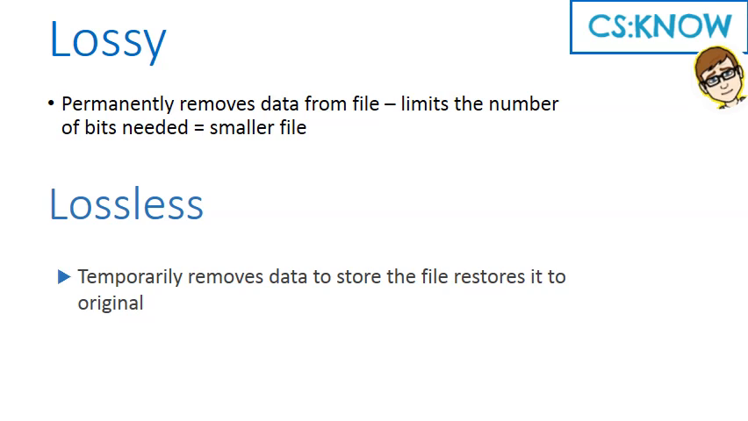Lossless is where we temporarily remove data and we store it in a file, but it can be restored to its original size. A lossy one, when we compress a lossy, is kind of like getting a piece of paper, cutting it in half, that will never go back to the same size again. Lossless is like folding that piece of paper and then reopening it back to the original.